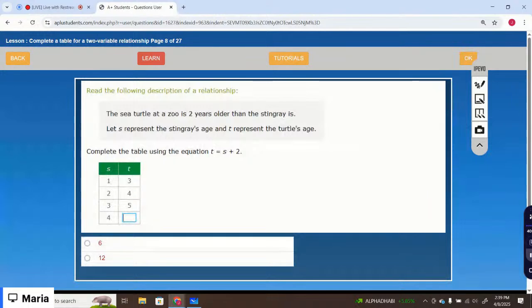Complete the table using the equation t equals s plus 2. So, which is the correct option? Four plus two, option number one is the correct option. Six it is.